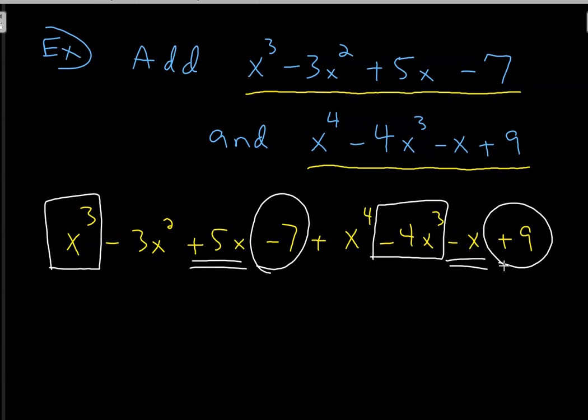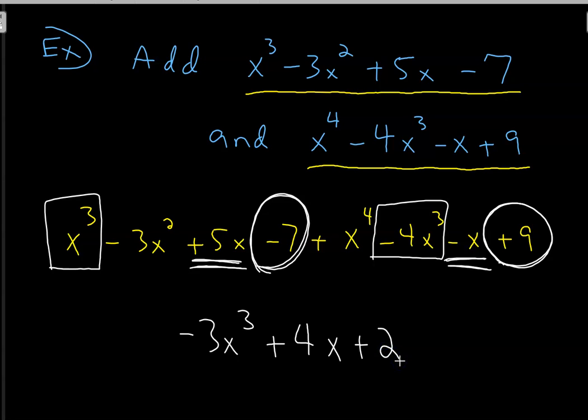I have x to the 3rd, take away 4x to the 3rds. Those add to be negative 3x to the 3rd. And then 5x and negative x. That's like 5x's take away 1x. So that gives you a positive 4x's. So you had 5x's and you took away one of them. The next like terms are negative 7 and positive 9. So negative 7, you add 9 to it, you get 2. And I've added all my like terms.